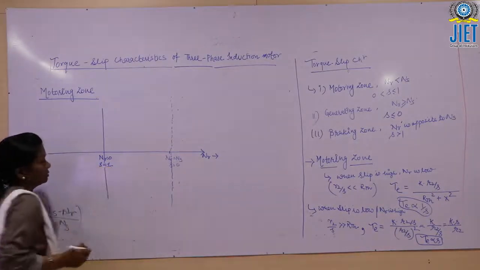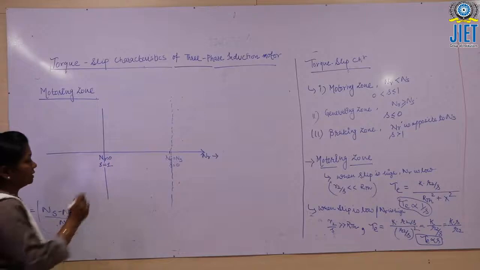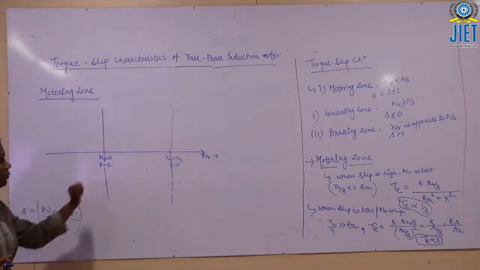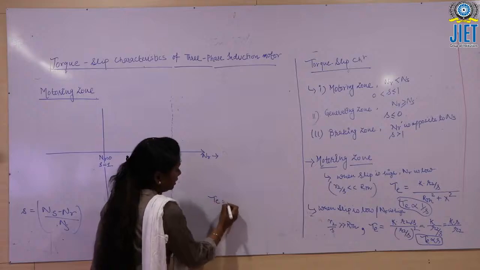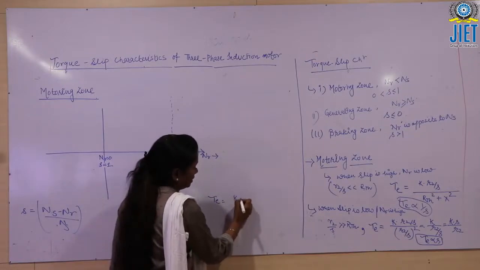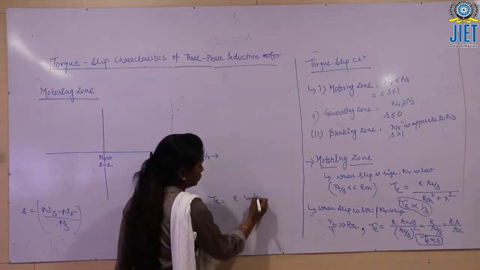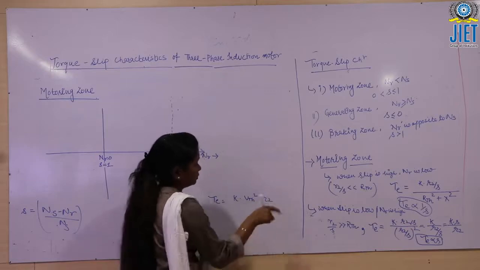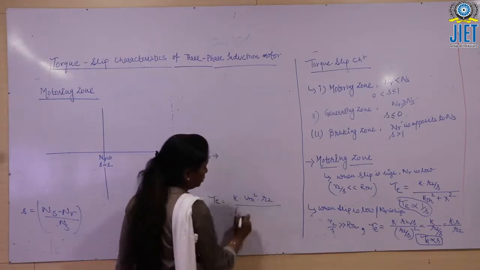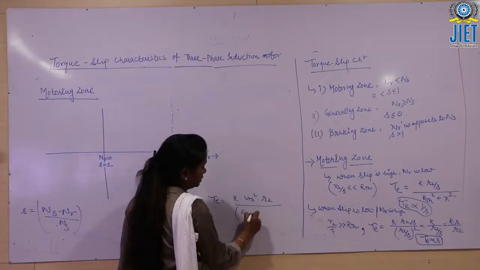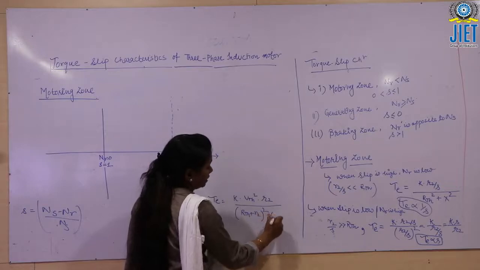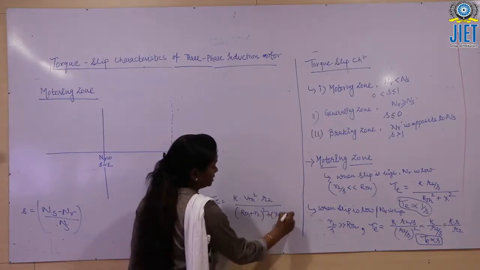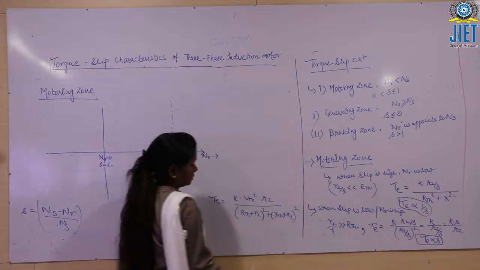Now it is appearing as it is not equal to 1. It is basically slip is 1. So when slip is 1, the expression for the torque becomes K into Vth square into R2 by S. S becomes 1, and in the denominator it is Rth plus R2 by S. Again S is 1. So it is (Rth plus R2) whole square, then (Xth plus X2) whole square.